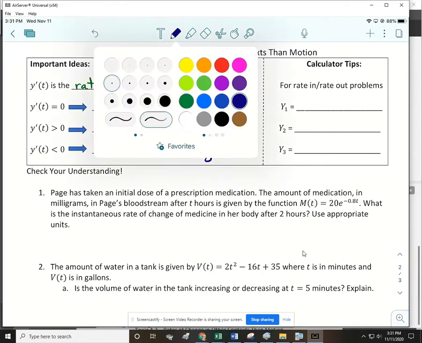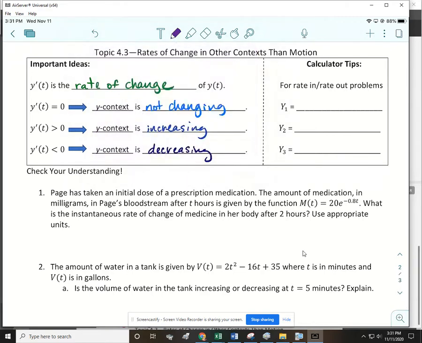Okay. And something we are going to do today is use our calculator to do these problems, and I just showed you how to do it. When you have rate in, rate out problems, which they love to put on the AP test, they have put banana problems, potato problems, water and coffee dripping problems. So Y1 is going to be rate in, Y2 is going to be rate out, and then Y3 is going to be Y1 minus Y2. You can use that to represent the overall changing of whatever the y context is.